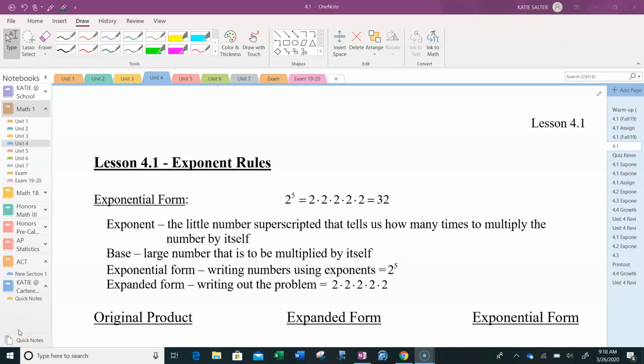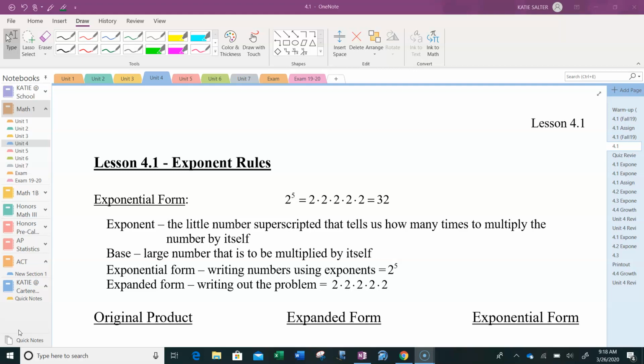Okay, folks, today we're going to start learning our exponent rules, and we will learn more exponent rules tomorrow, and then on Wednesday put it all together. So let's go over some basics real quick. First of all, exponential form.